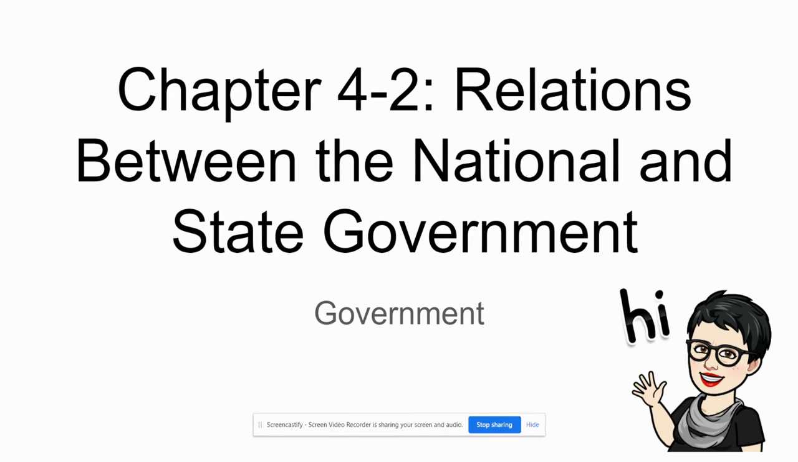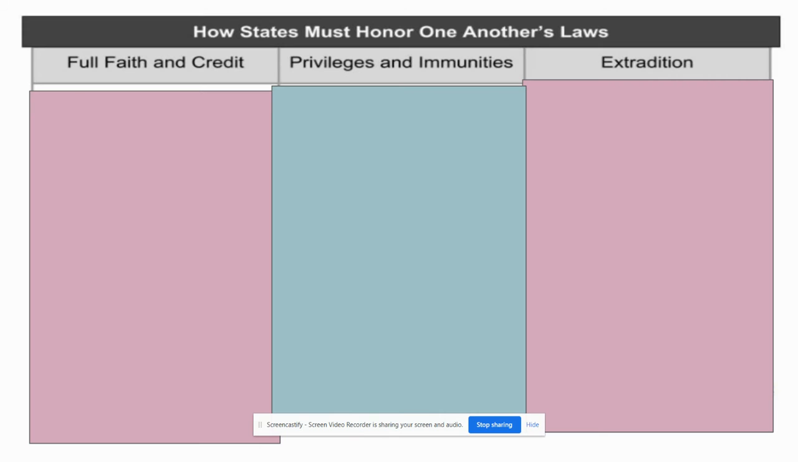I have your notes for Chapter 4, Section 2, Relations between the National and State Government. So, here we go. How states must honor one another's laws. Well, we understand that states, for the most part, have to get along. And there are basically three items that I want to talk a little bit about. I want to talk about full faith and credit, privileges and immunities, and this thing called extradition.